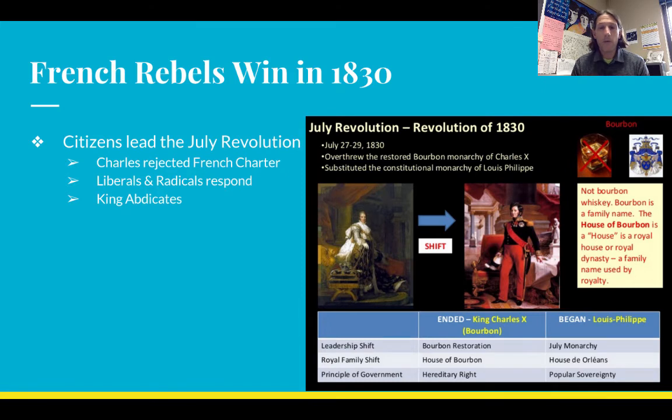One of the things to point out here is if we look at Charles X, here is how Charles X dresses, kind of old style, monarchy style. Louis Philippe is dressing in a more modern style. So that goes to show you how this shift is going to take place and what it's going to look like.